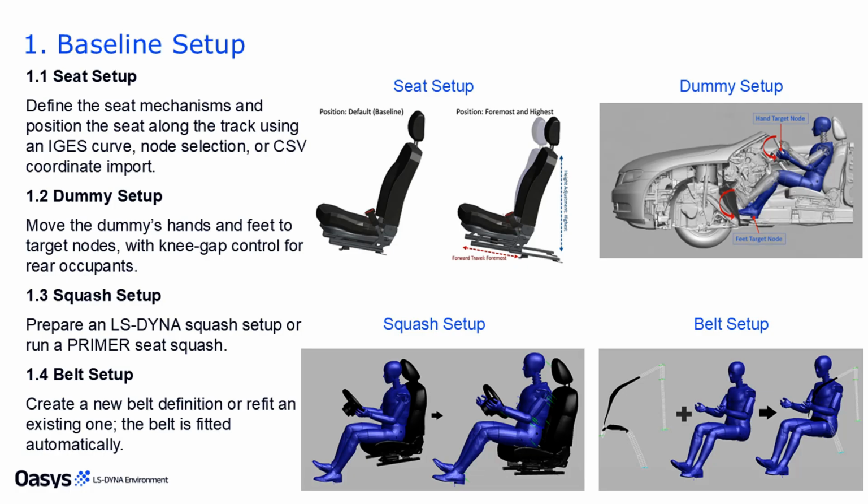In this stage, we define the seat mechanism, position the seat along the track, move the dummy's hands and feet to their target locations, and configure the seat belt. Once the seat and dummy are positioned correctly, we prepare an LS-DYNA, or Primer, seat squash setup, which becomes the foundation for the DOE setup.